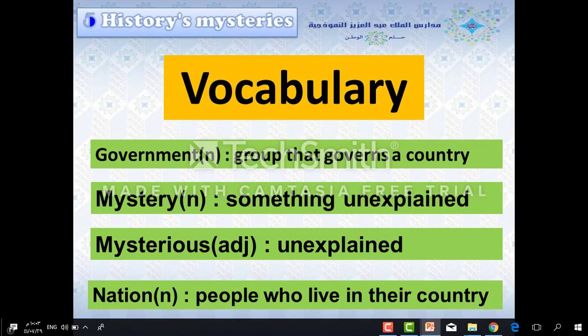The new vocabulary here, government. The meaning of government, group that governs a country. Mystery, a noun, something unexplained, unsolved. Mysteries, adjective, unexplained. Nation, people who live in their country.